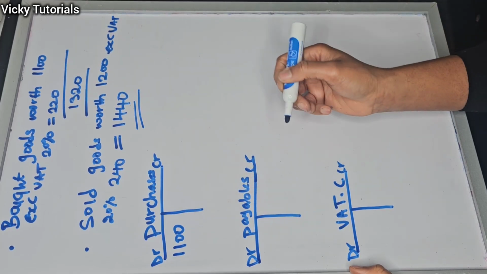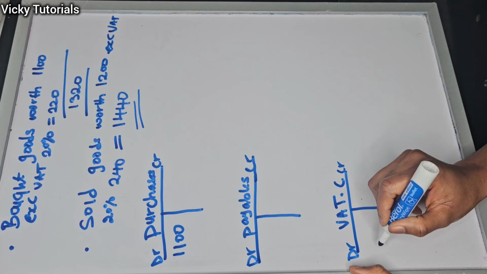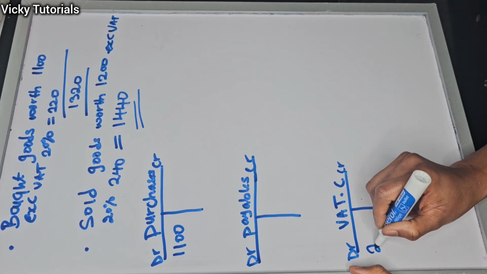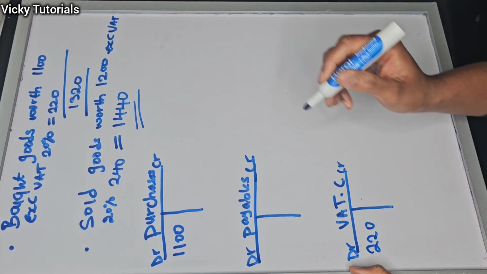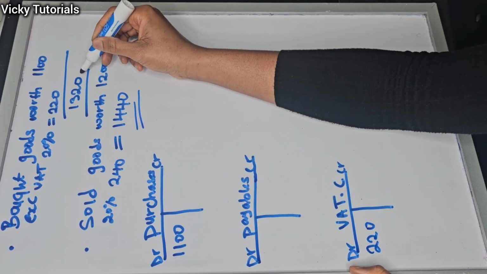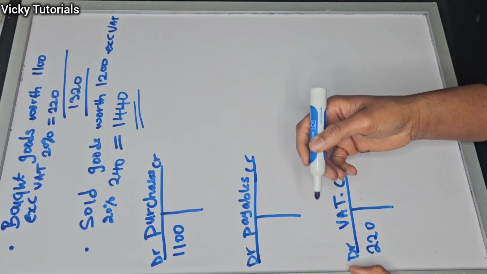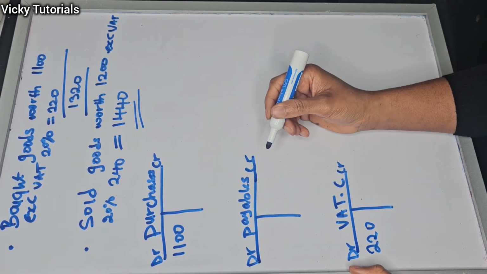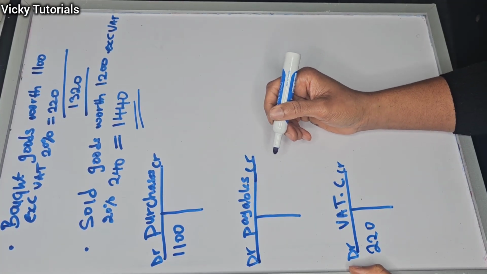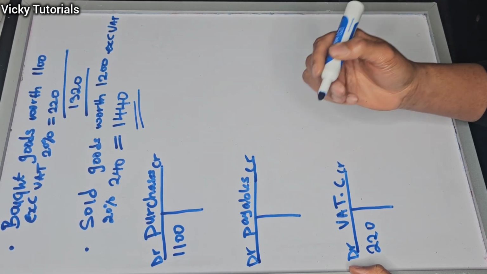So we debit 1,100 here, and then we go down to the VAT control account, we record the 220. So when you put this together, it amounts to 1,320. So now the account payable, this can be the customer account, right, or sales ledger control account, or payable account, whichever name you choose to call it.